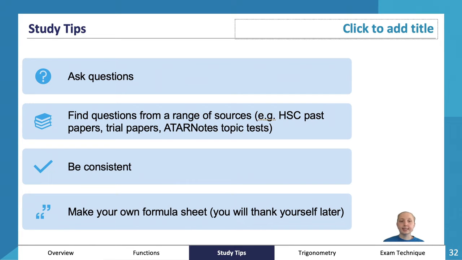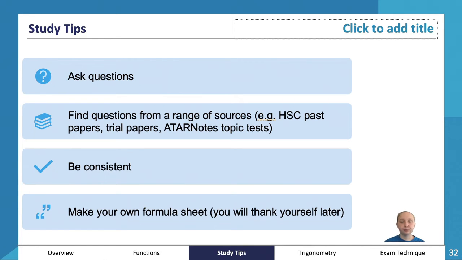Okay? Second study tip, find questions from a range of sources. So past HSC papers, about 20% of your HSC paper comes from Year 11 content. So if you flick through some of these past papers, you will see questions that are actually based on the Year 11 content. Same thing with trial papers, ATAR notes, topic tests. Honestly, if you just Google like Year 11 Maths Advanced, trigonometry test or like end of year exam or something, you should have a fair few things that pop up.